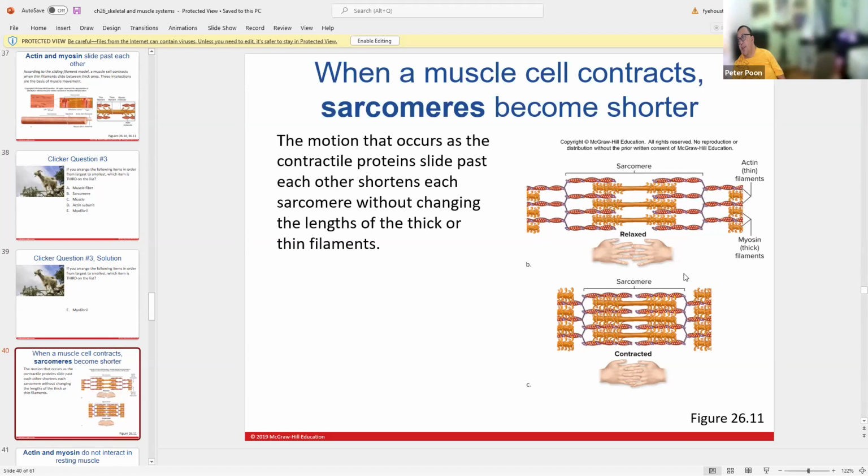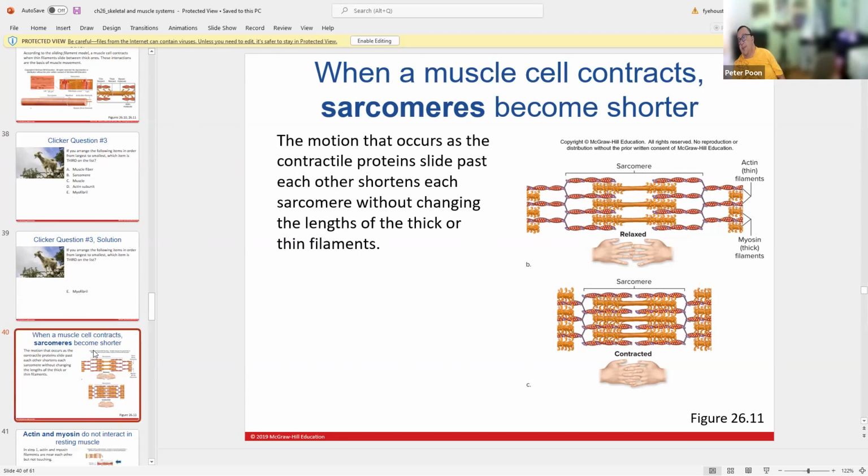This is what happens when it's relaxed. This is what happens when it's contracted. So what actually happens is the myosin stays in the same place and pulls in the actin.